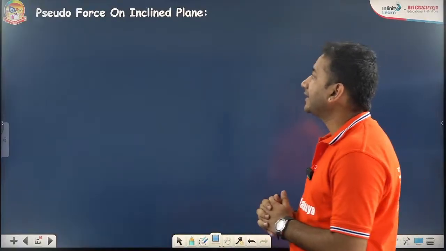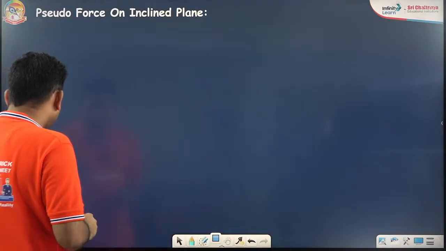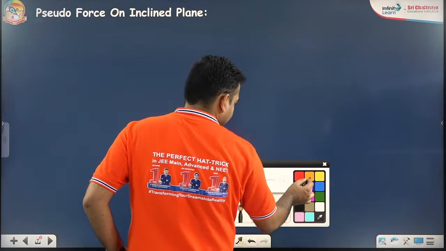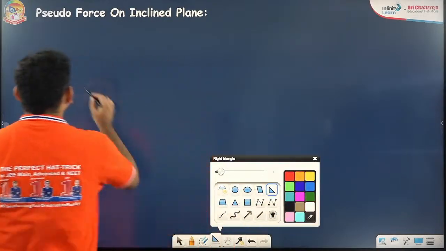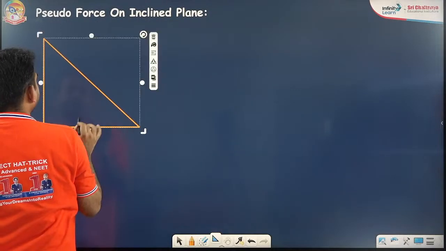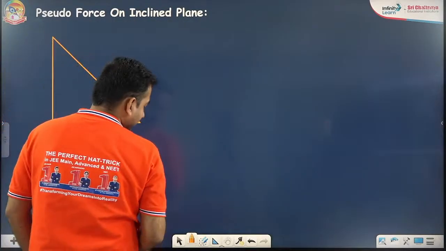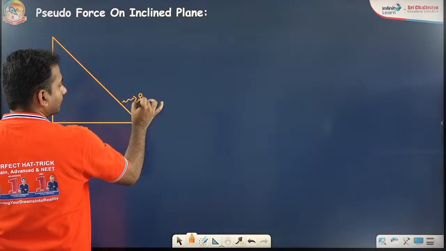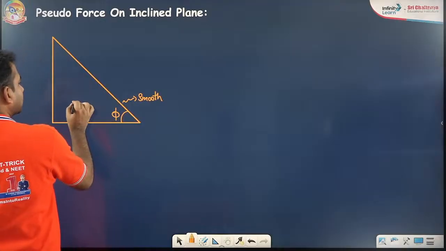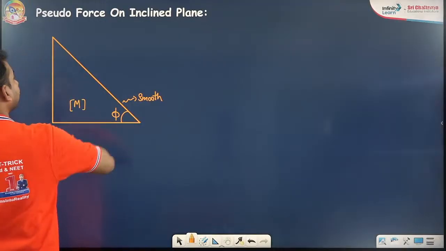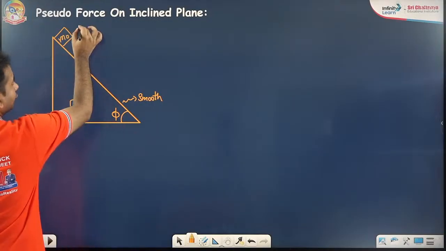Pseudo force on inclined plane. What is that exactly? So basically, if I take one inclined plane here, a smooth inclined plane, with angle of inclination phi and mass capital M, and there is a mass m naught object released from the top.